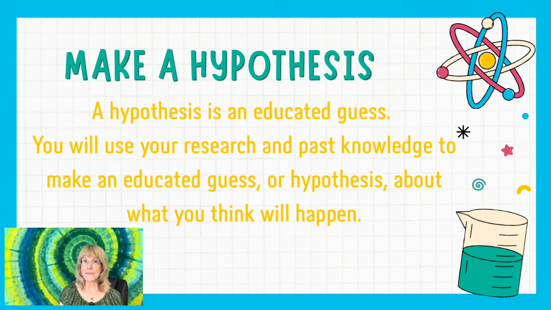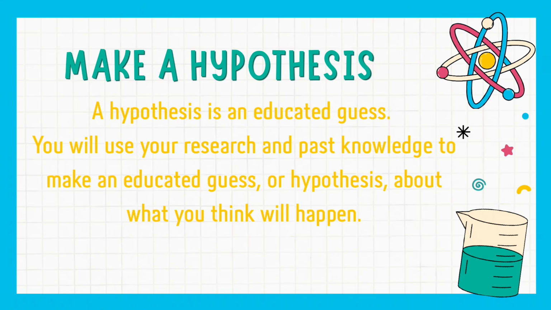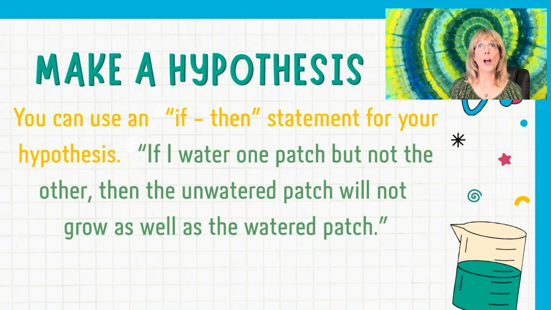The next step is to make a hypothesis. And remember, a hypothesis is an educated guess. You'll use your research and your past knowledge to make an educated guess or hypothesis about what you think will happen. You can use an if-then statement for your hypothesis. For example, if I water one patch but not the other, then the unwatered patch will not grow as well as the watered patch.